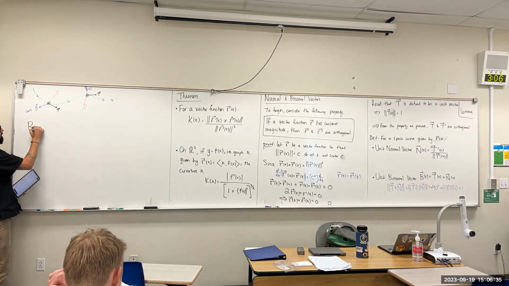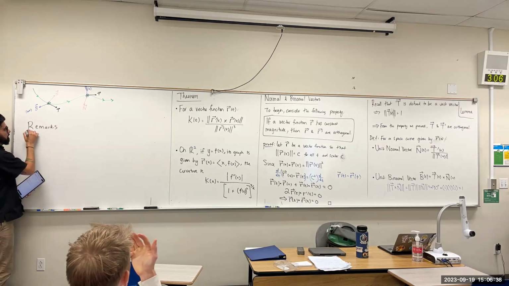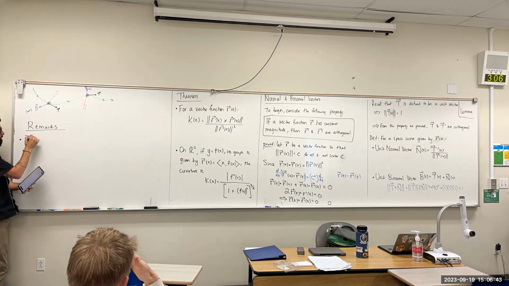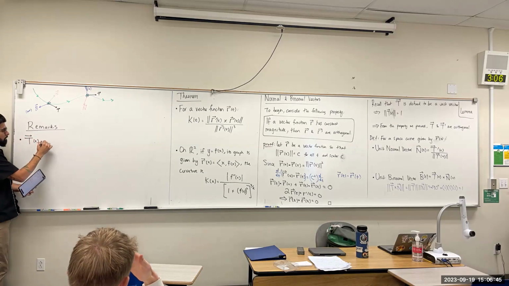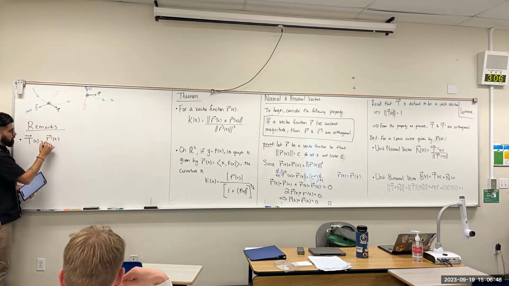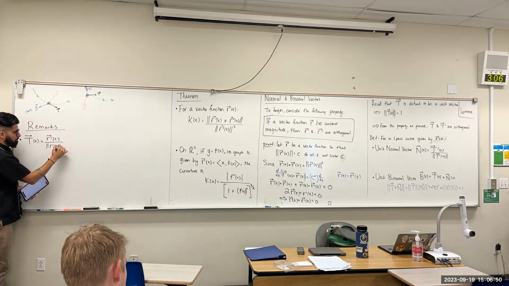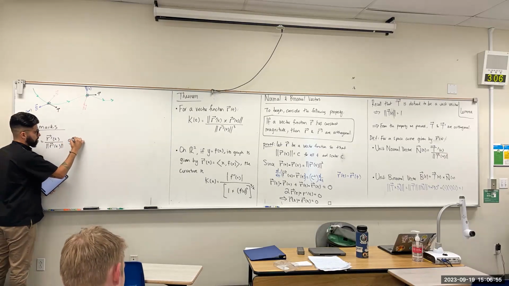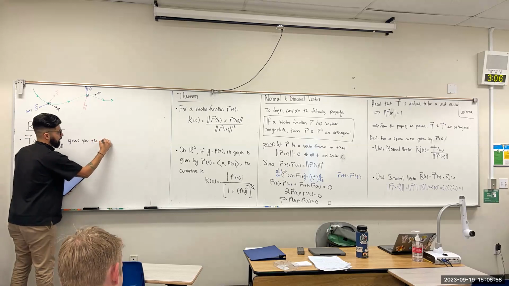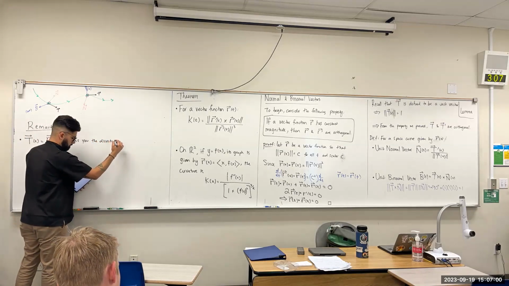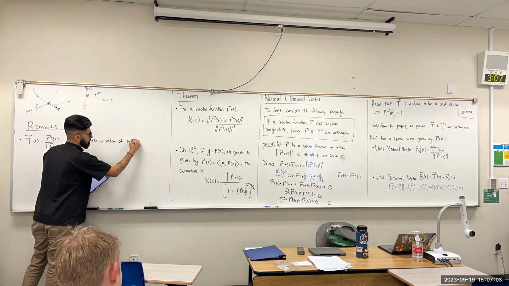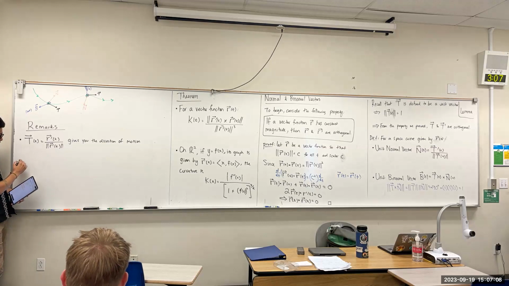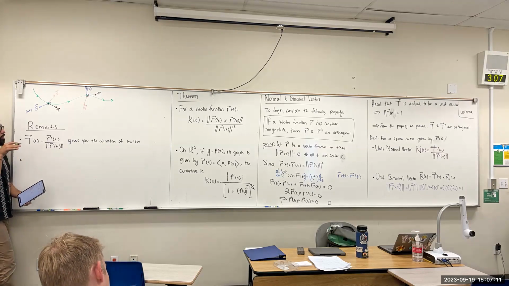Okay, so I just have some remarks, and then that's it for today. Let's do a little summary here. T, which is defined to be R prime divided by the magnitude of R prime, gives you the direction of motion. So it's going to tell you which way you're moving.